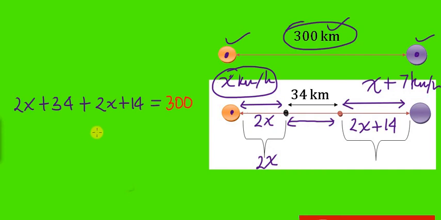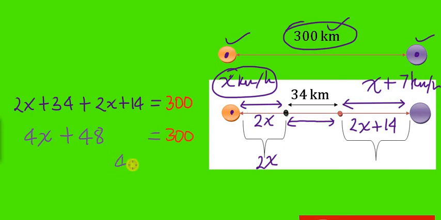Yes, now we made an equation. Now let's solve for x. 2x plus 2x is nothing but 4x, and then 34 plus 14 is nothing but 48. So 4x plus 48 equals 300, isn't it? Now let's shift this 48 to this side because it is a constant. So we have to shift it to the RHS.